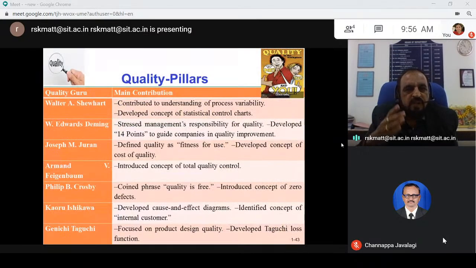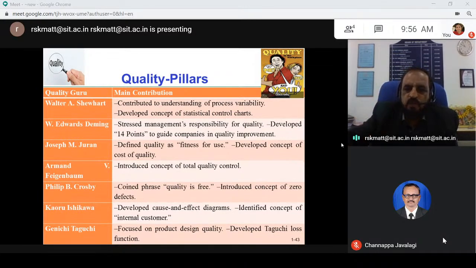And there are many other quality gurus. Shewhart, Edwards, Juran, Feigenbaum, Crosby, Ishikawa, Taguchi. They are the quality pillars. Deming and Shewhart are the foundation stones. The remaining contributors to quality are the quality pillars.